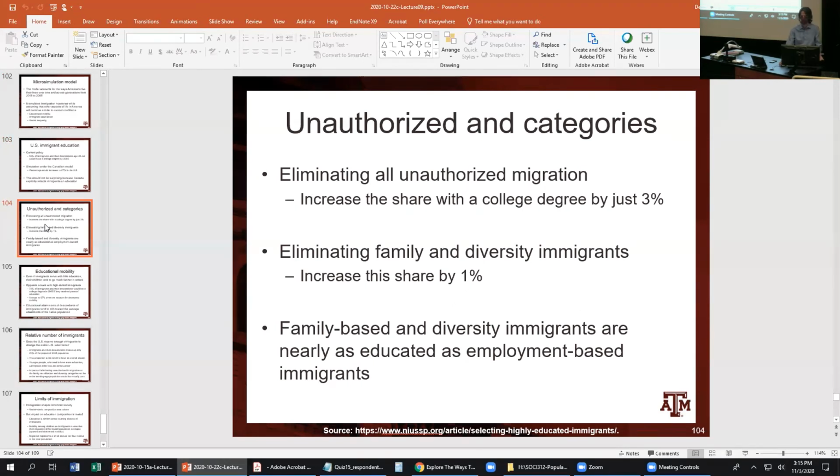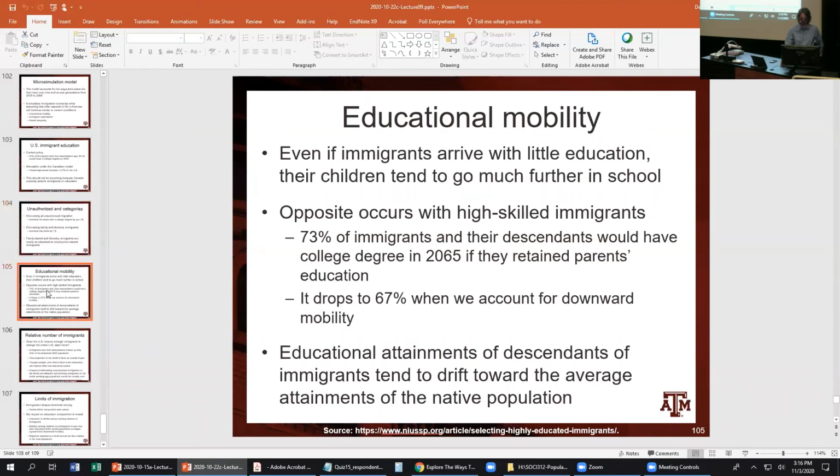But if it was possible to eliminate all unauthorized migrants to the US, that would increase the share with a college degree by just 3%. But we all know that's not really possible. And if you eliminated all family and diversity immigrants through the different categories of visa, this would increase the share of those with a college degree only by 1%, because family-based and diversity immigrants are nearly as educated as employment-based immigrants. So eliminating this would not make any difference.